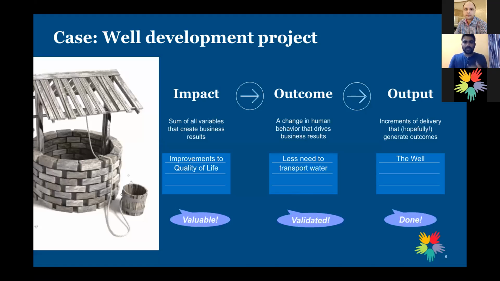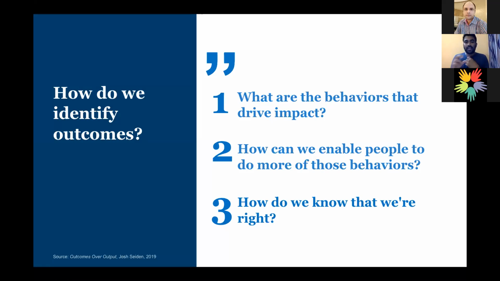Now let's put that here. What are the behaviors that drive impact? The behavior here we said is less need to transport water. Is that directly impacting improvements to quality of life? Maybe they could get good hygiene of water, but we have to measure it, right? That's one. So for that, we have to build an expensive well, right? So how can we enable more of those behaviors? Less time to travel is the outcome that we have defined here.